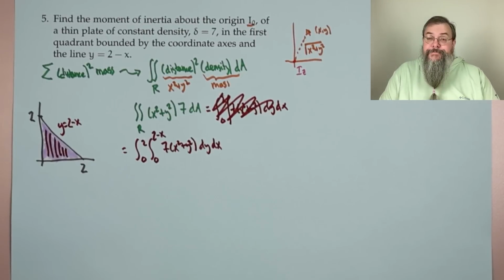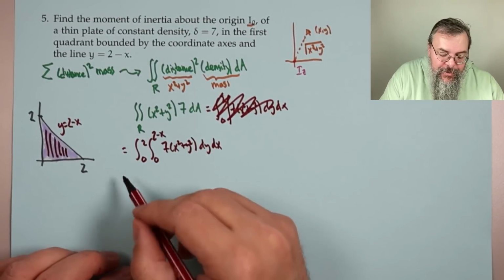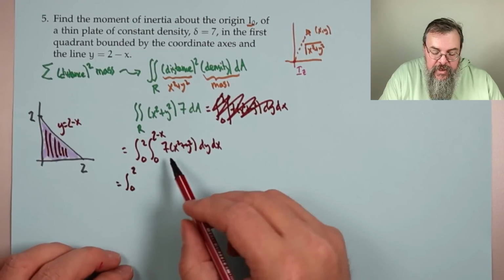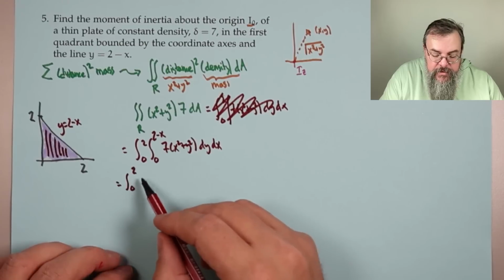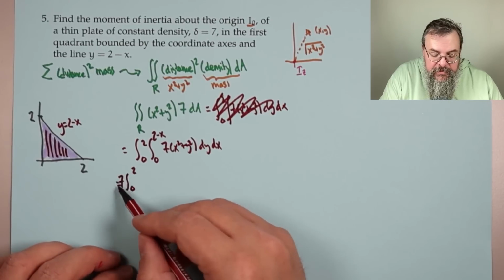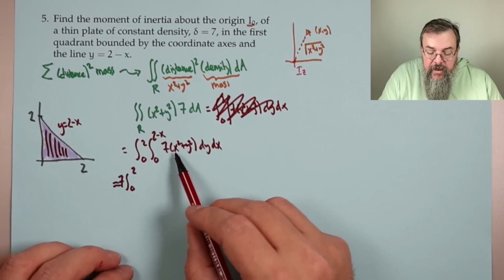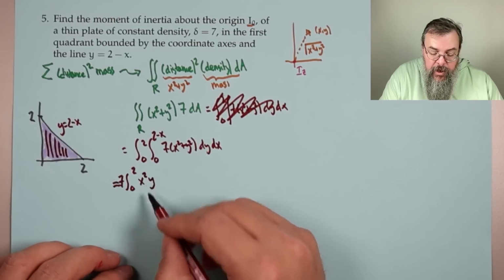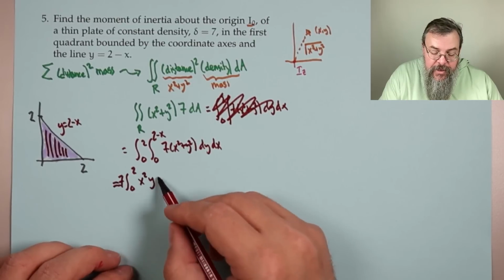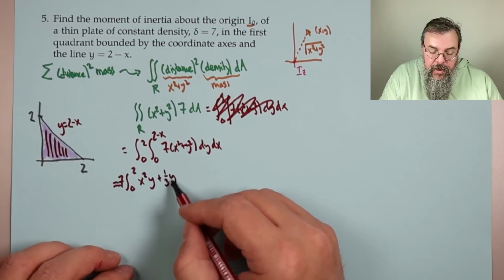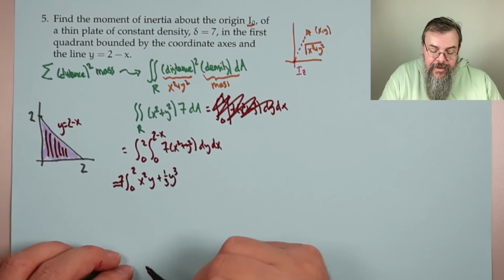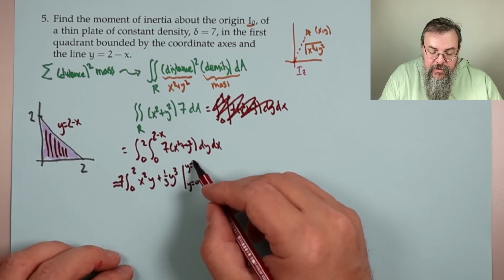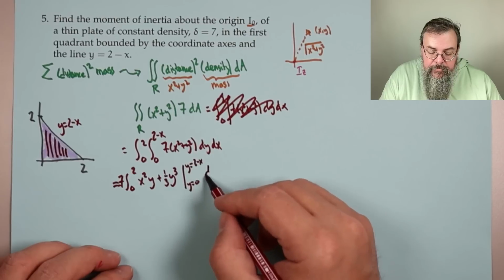Okay, well, let's integrate. So what will this be? This will be the integral 0 to 2. And then we have the 7. Well, that's going to come along for the ride. I'll put a 7 out in front for now. 7, x squared with respect to y, x squared y. Y squared with respect to y, 1/3 y cubed. And then we're going to evaluate that from y equals 0 to y equals 2 minus x.